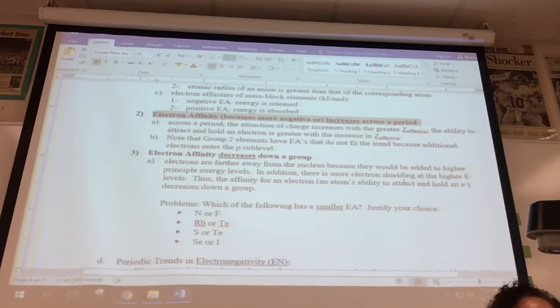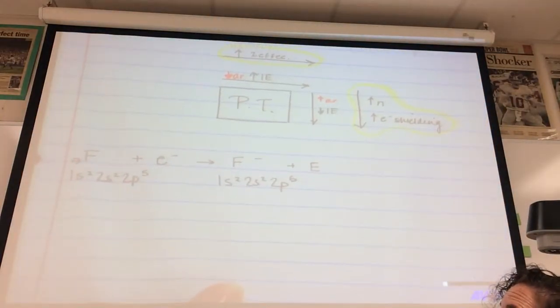What happens to the effective nuclear charge across a period? It increases. So you're getting more and more positive charge because you have more and more protons. If you want to attract and hold an electron which is negative, which element is going to have an easier job of that? Something with little positive charge or something with a lot of positive charge across a period? More positive charge.